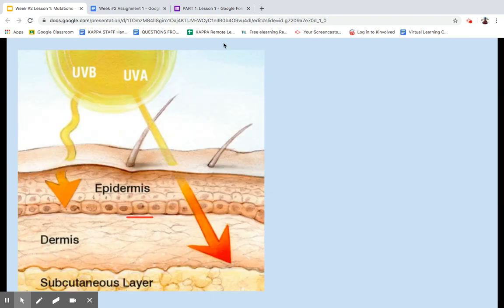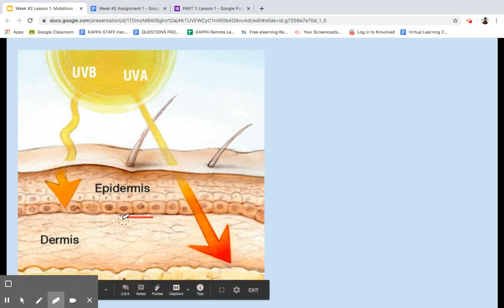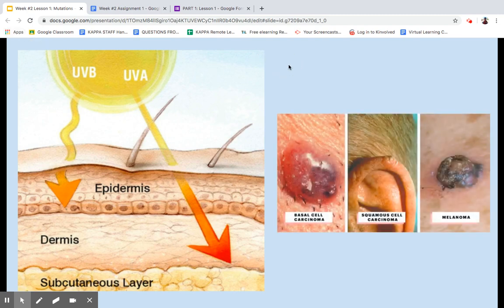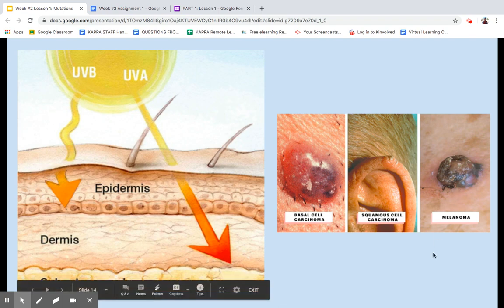Now, earlier we mentioned that DNA can be mutated by excessive radiation. So UV radiation from the sun can actually cause a mutation in our skin. This can lead to what's called skin cancer. So too much exposure to the sun without wearing sunscreen can cause, in some people, the mutation of the skin cells overgrowing and turning into skin cancer.